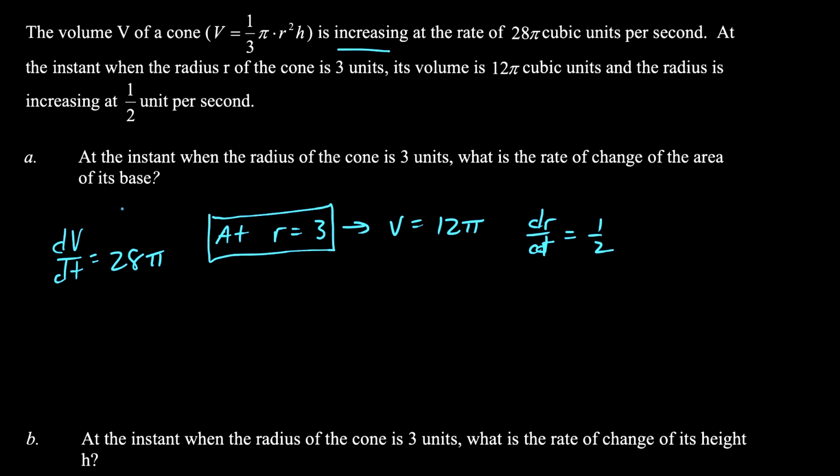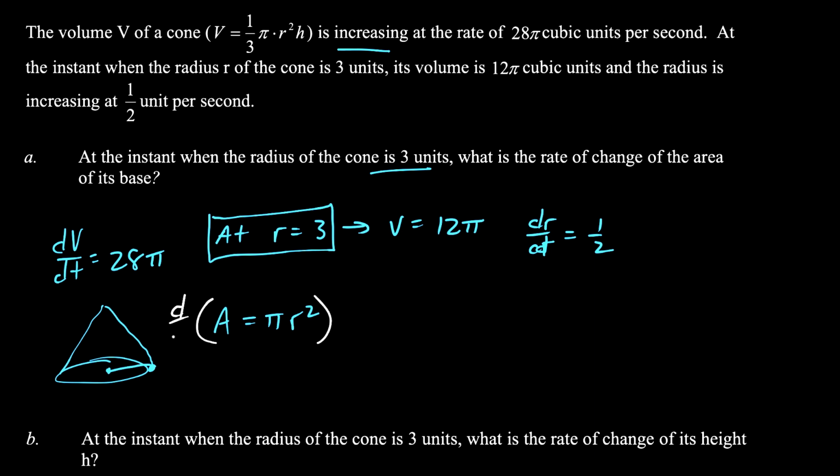So now let's look at our question. At the instant when the radius is 3, so that's under these conditions, what is the rate of change of the area of its base? As you recall, here is a cone with the base at the bottom here, and the base is a circle. So the area of the base, we can use A or uppercase B, is equal to pi r squared. That's our "in" equation. So what we're going to do now is just d/dt this.